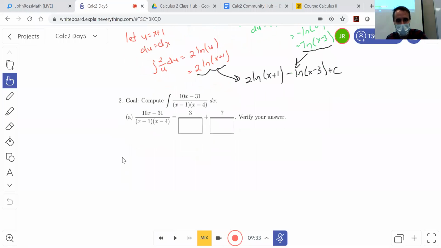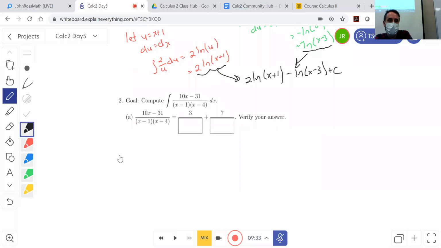So what we're doing here is very similar to that first problem from the video. We have a complicated looking rational integral, or an integral of a rational function that we're trying to compute. And our goal is simply to break it up into what we said in the pre-video was its partial fraction decomposition. In other words, here we have this common denominator of x minus 1 times x minus 4.